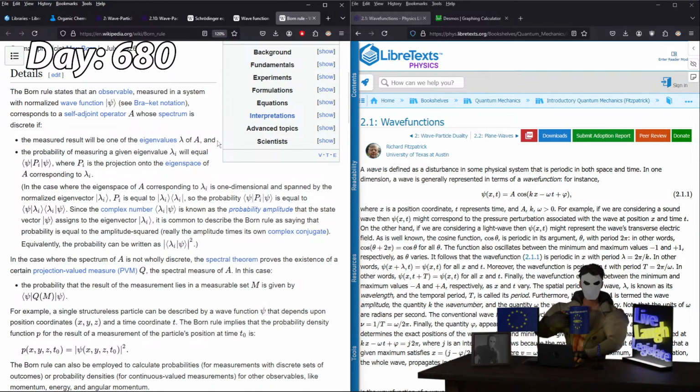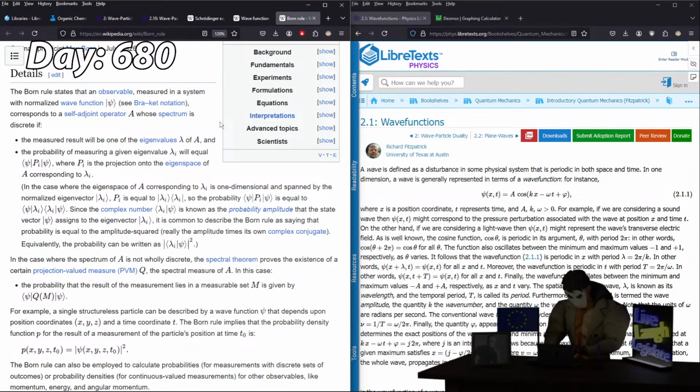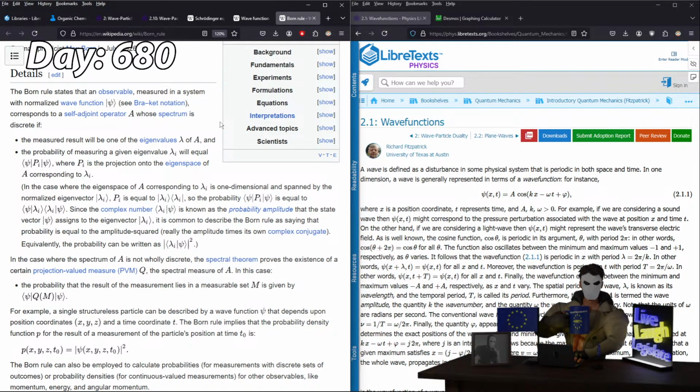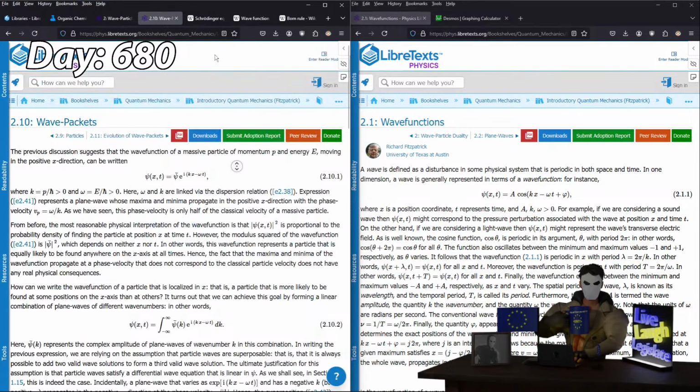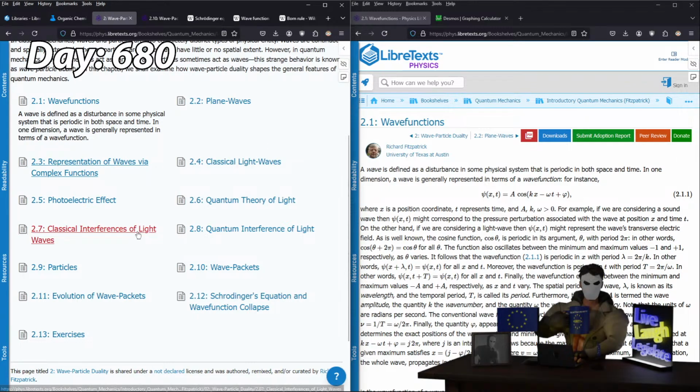The observable measuring the system with normalized wave function corresponds to a self-adjoint operator whose spectrum is discrete. We can expand the wave function in terms of position with coefficients. And these coefficients tell us what the position probability of a state is for some position. That makes so much more sense. Okay, that makes a lot more sense. My goodness, that makes so much more sense.